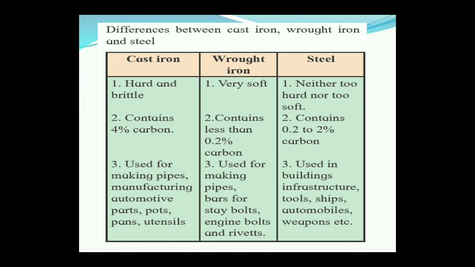Steel is basically used in building infrastructure. Building infrastructure is made up of steel. It is again used for making tools, ships, weapons, and in automobile parts also. So these are the different types, commercial types we can say, of iron. This much part is there for the board exam.